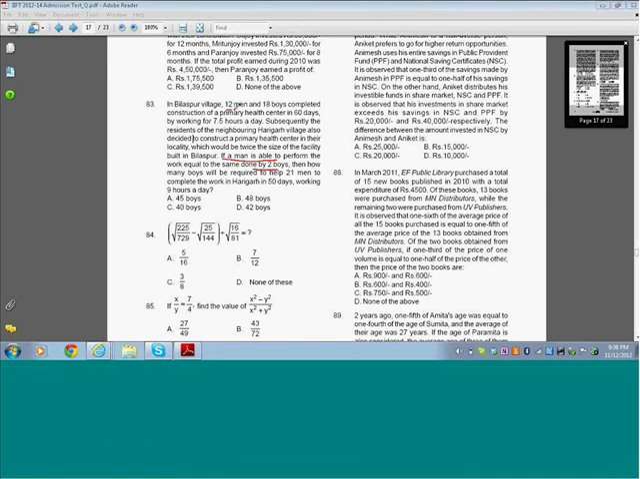Working 9 hours a day. Okay, so 9 hours, and we need to find the number of boys. So applying chain rule, x should be equal to 42 into... initially there were 60 days. Now we have to finish the work in 50 days. So the number of boys should go up to 60 by 50.